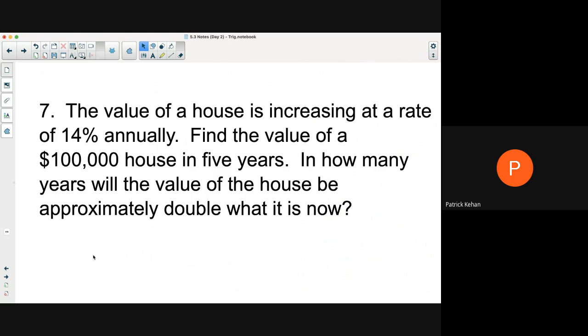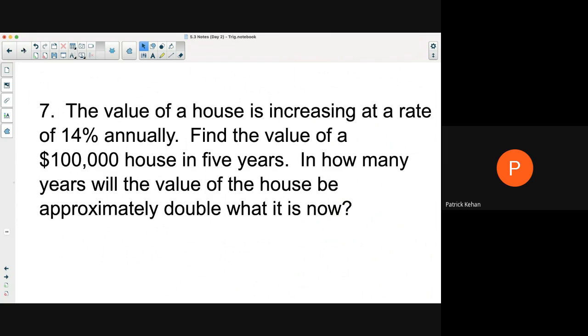Next up, the value of a house is increasing at a rate of 14% annually. Find the value of a $100,000 house in 5 years. How many years will the value of the house be approximately double of what it is now? Okay, so again, there's that doubling concept, right? So let's answer the first part. Find the value of a $100,000 house in 5 years. That's the original value of the house, $100,000. Your R value is going to be 0.14. That's an annual per year growth rate here.